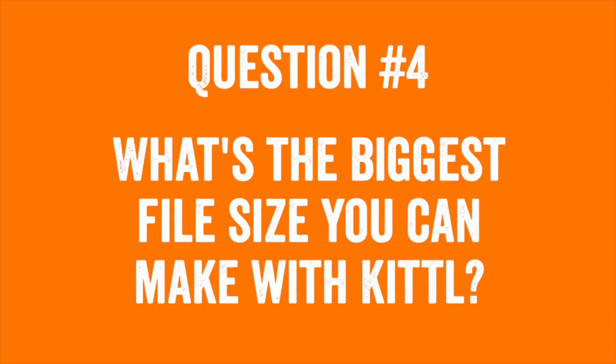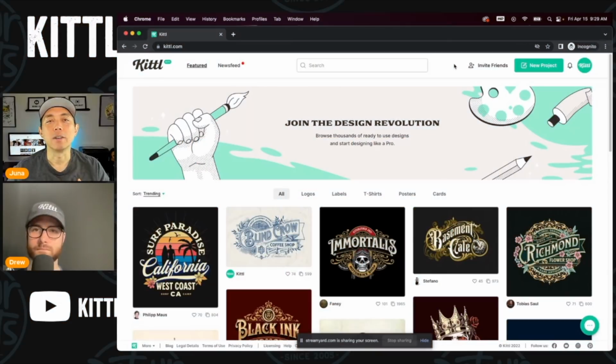What's the biggest file size that you can make? The reason we ask is Merch by Amazon is 4,500 by 5,400 pixels. Some of the Redbubble stuff is even bigger than that. Is there a size limit? Yes, there is, but we're always tweaking it. You can definitely get any of those sizes.